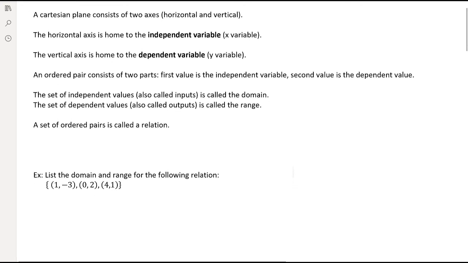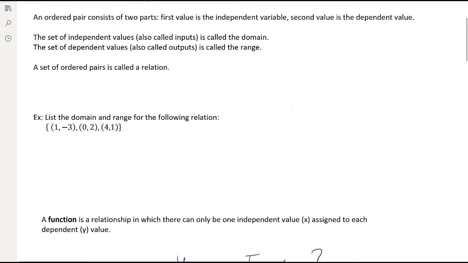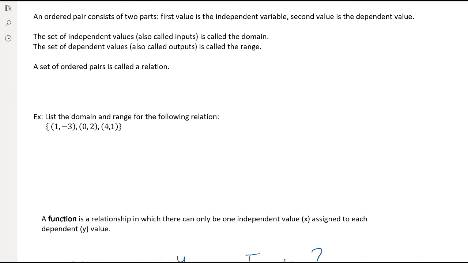So for example here, we have the following relation. We have three ordered pairs: (1, -3), (0, 2), (4, 1). And what they want us to do here is to identify the domain and the range for that relation.